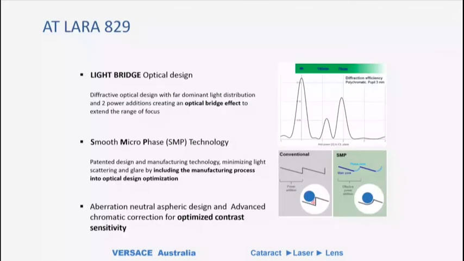Zeiss came out with the AT Lara, which again is a diffractive multifocal lens where the diffractive elements are modified to reduce the separation of the intermediate point and the sort of near range. But importantly, they use modification of the diffractive optics to minimize the dip in the defocus curve between point of focus for distance and for intermediate.